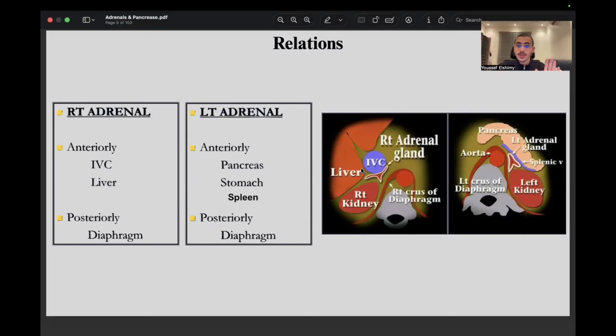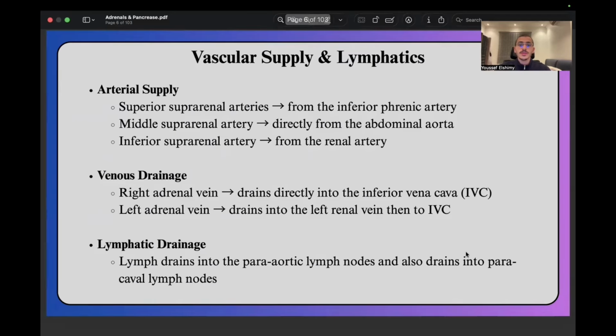This is for the right adrenal gland. For the left adrenal gland, remember the stomach, the spleen, the pancreas. Since it's also a retroperitoneal organ, it's on top of the left kidney, and in front of it you have the splenic vein as well as the spleen. Then you have also the pancreas and also the stomach, and behind it you have the left crus of the diaphragm.